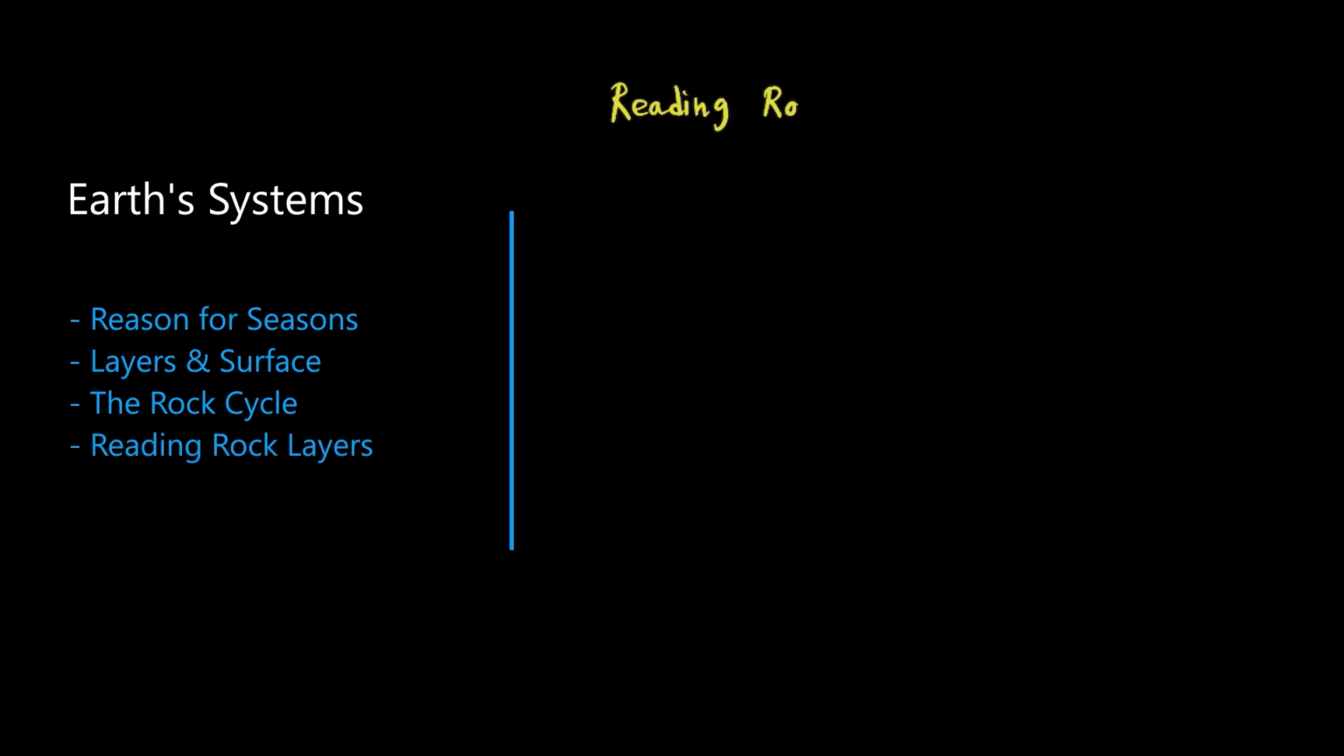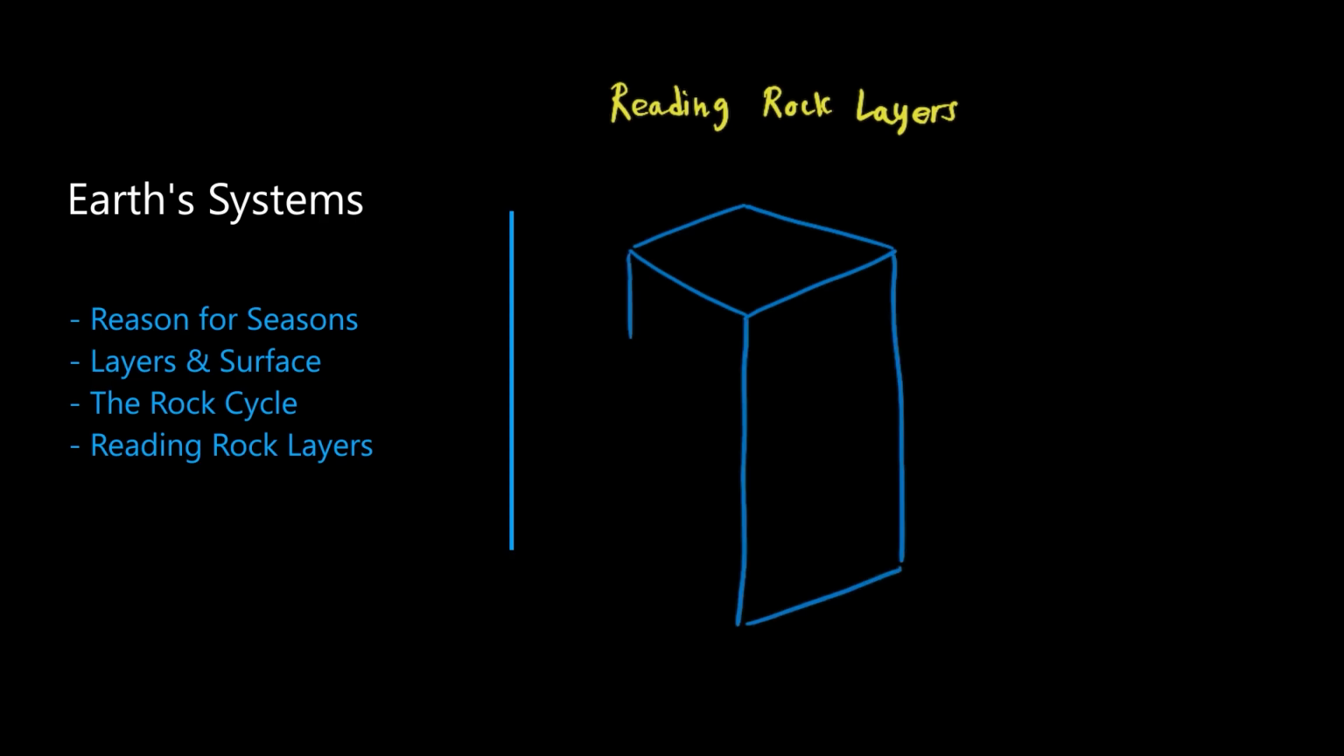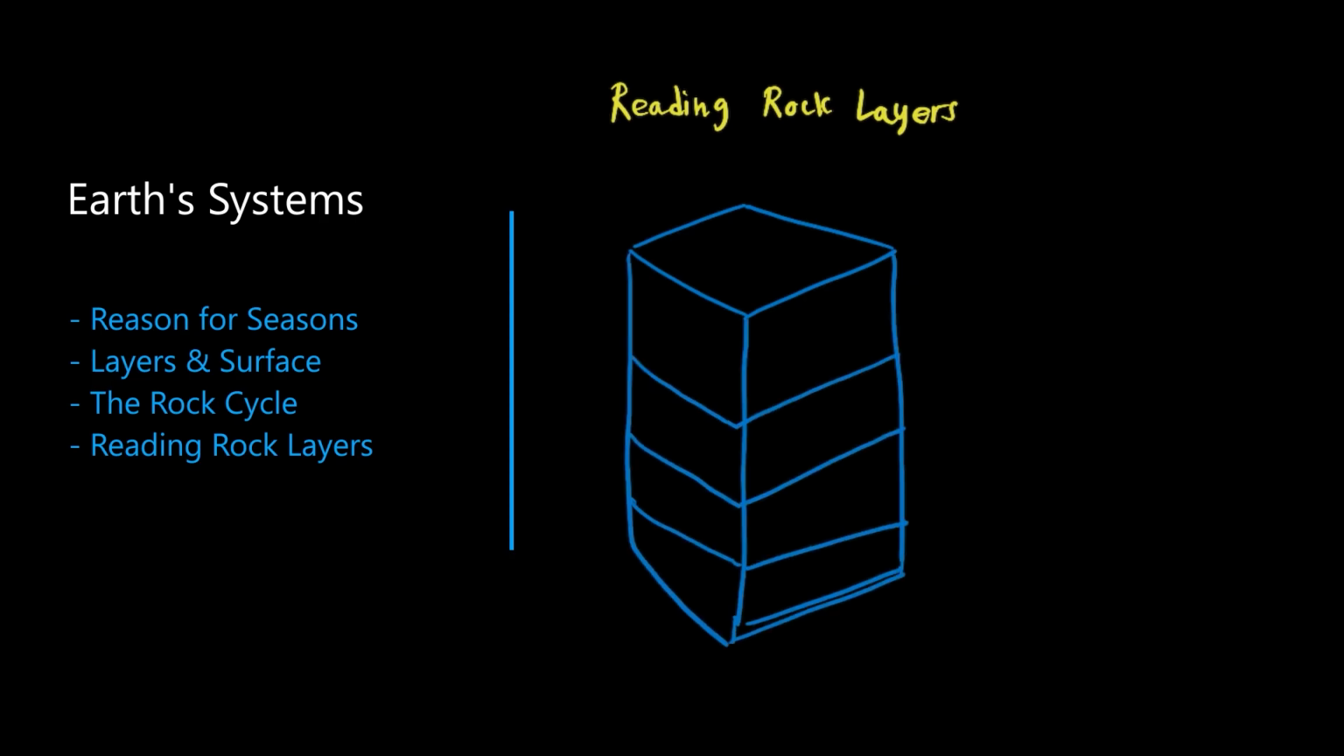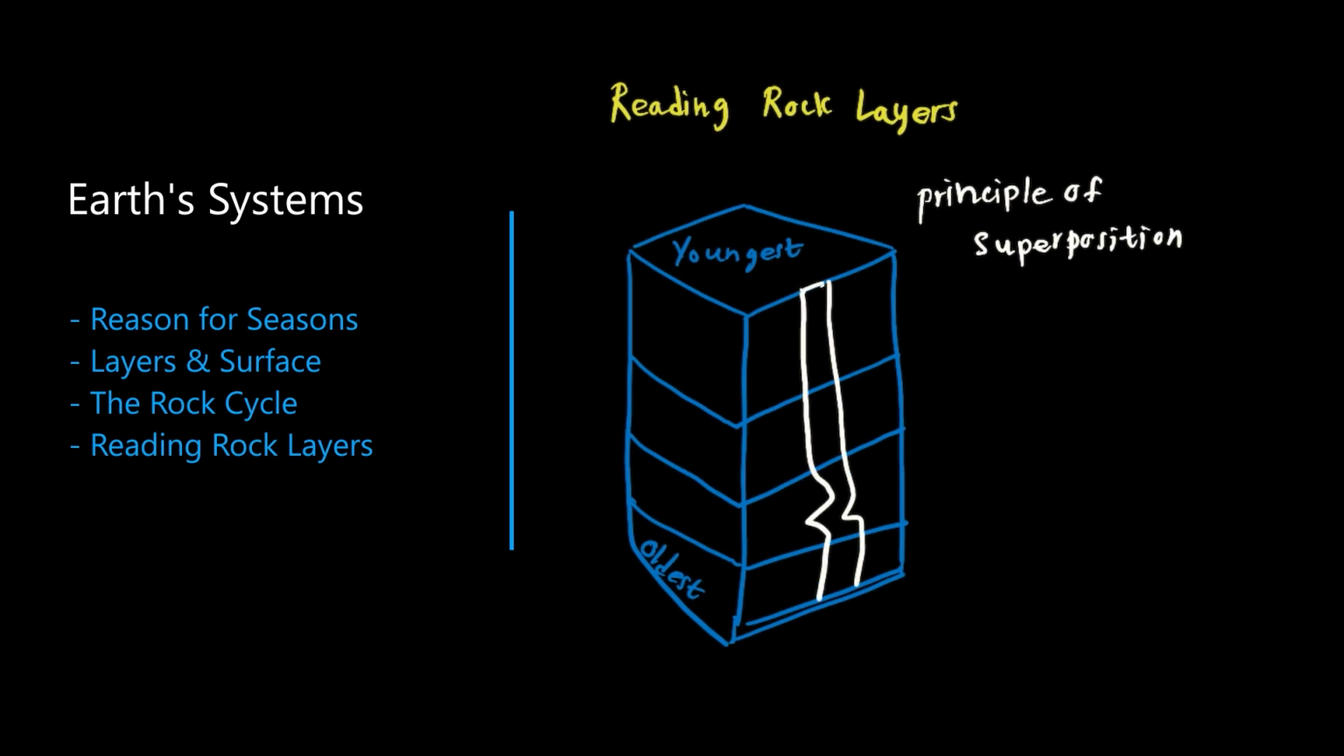Geologists read Earth's history in these rock layers. The principle of superposition states that in an undeformed sequence of sedimentary rocks, the oldest layers are at the bottom and the youngest are at the top. The principle of cross-cutting relationships states that if a feature, like a fault or an igneous intrusion, cuts across rock layers, it must be younger than the layers it cuts.